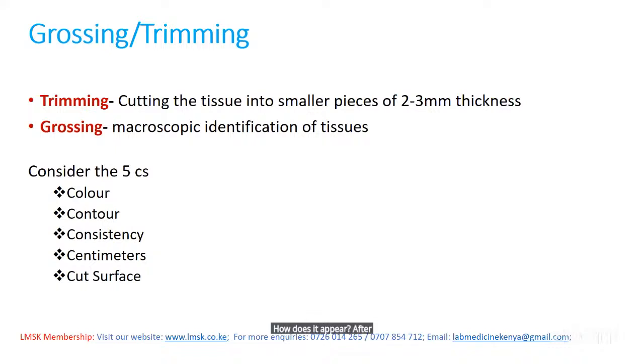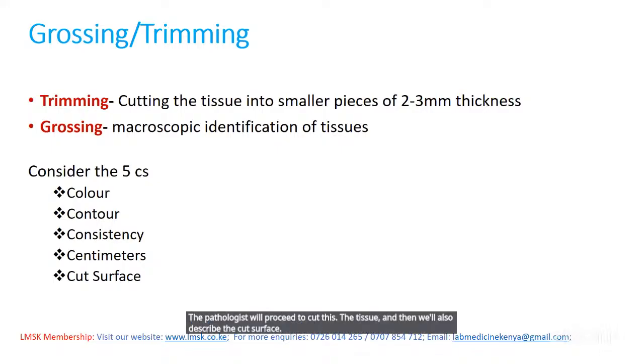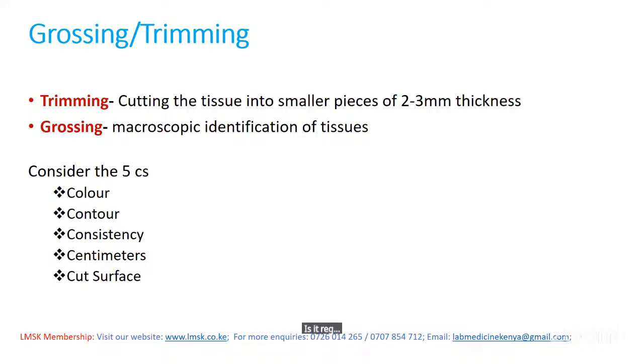Then the cut surface of the tissue: how does it appear? After looking at the tissue, the pathologist will proceed to cut the tissue, and then will also describe the cut surface. Is it red? Is it even? Is it necrotic? Is it appearing tan? Then you will also describe the cut surface of that particular tissue.